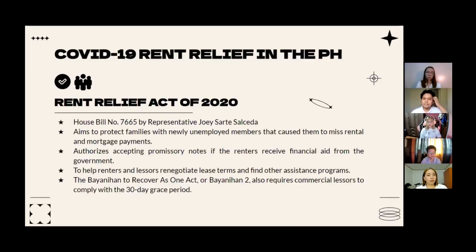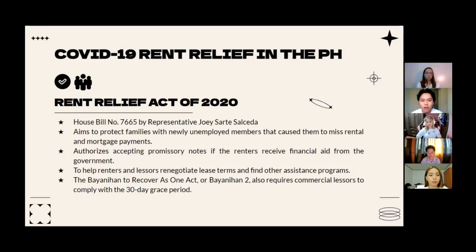So what is the Rent Relief Act of 2020? First, it aims to protect families with newly unemployed members that cause them to miss rental and mortgage payments. It is actually a measure that proposes to assist tenancy-bound households, introduced in the Congress by Representative Joey Sarte Salceda. He has sponsored House Bill number 7665, which allows nearly 2 million people to refinance their rent.